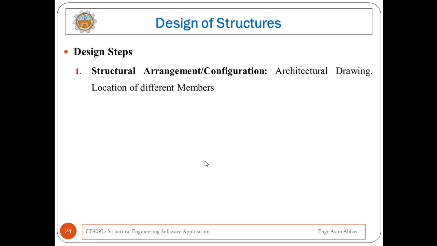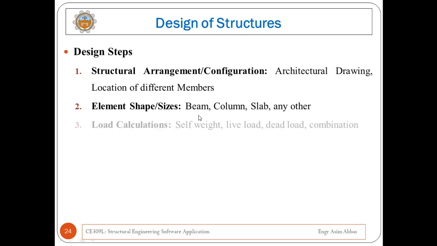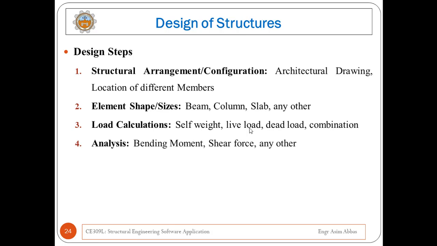First of all, the structure arrangement and configuration, where the architectural drawing, including the location of different members, will be decided. In the second step, the element shape and size, like beam, column, slab and any other element, will be decided. In the third step, the load will be calculated, like the self weight, the live load, the dead load and any other combination of loads. Then perform analysis to determine the bending moment, the shear force and any other response. Then do designing for the flexure, shear and any other response like torsion.